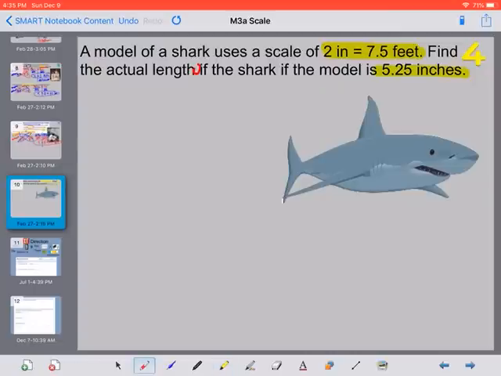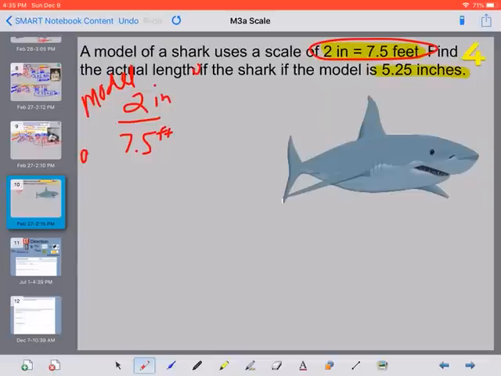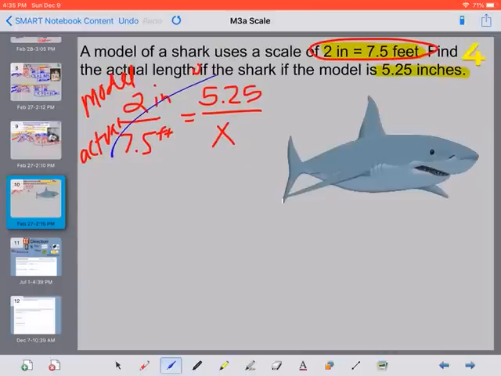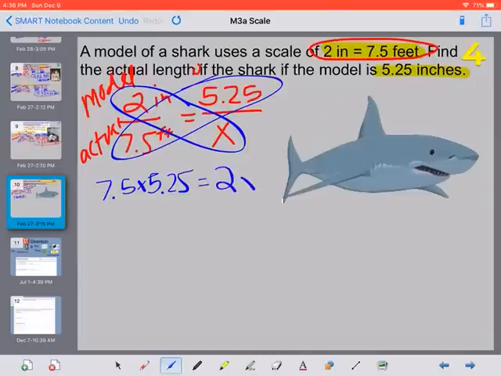So I'm going to write this ratio here as a fraction. 2 inches to 7.5 feet. This is the model of the shark to the actual shark. They told us that the model is 5.25 inches, so that goes on the top. We need to find the actual length of the shark. So we cross multiply: 7.5 multiplied by 5.25, and then 2 times x is just 2x.